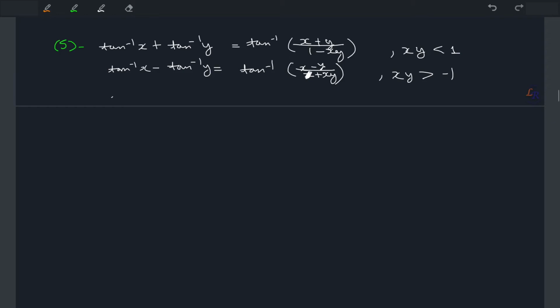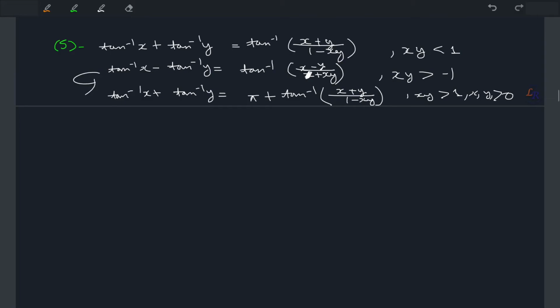And the third type is tan inverse x plus tan inverse y. It can be written as pi plus tan inverse of x plus y upon 1 minus xy, where xy is greater than 1 and x and y are greater than 0. So this is another important property. To prove it, let's prove the second one. So how to prove it?